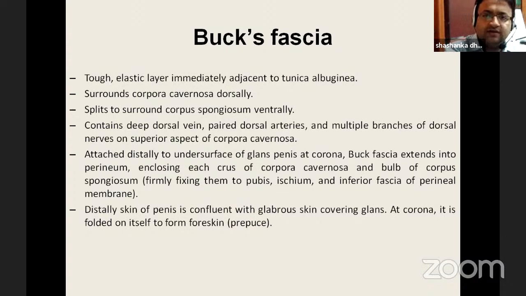Attached distally to undersurface of glans penis at corona, the Buck's fascia extends into the perineum. It encloses each crus and the bulb of corpus spongiosum. This helps for firm fixation to the pubis, ischium, and inferior fascia of perineal membrane. Distally, the skin of the penis is confluent with the glabrous skin covering the glans, and at the corona, it is folded on itself to form the prepuce.